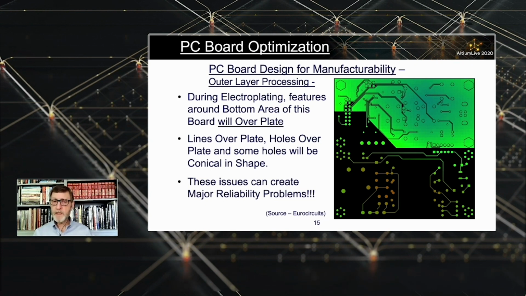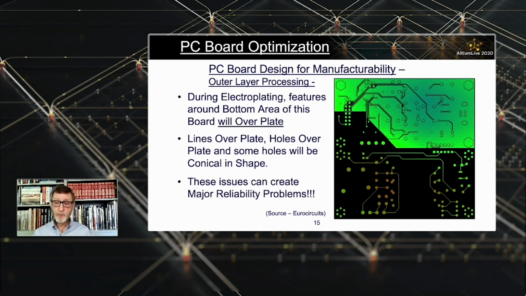Oh, so what are you going to do? We're going to put thief dots in the area where you only have a few traces. We're going to fill that area up with dots of copper. And most people say to them, yeah, that's okay. Go ahead and do that. You know what's wrong with that?